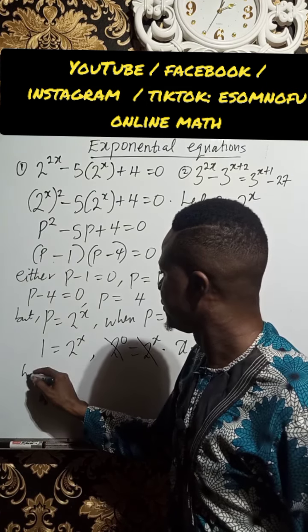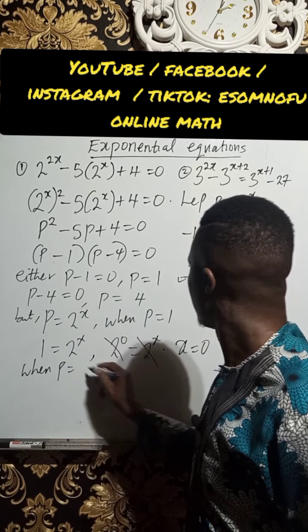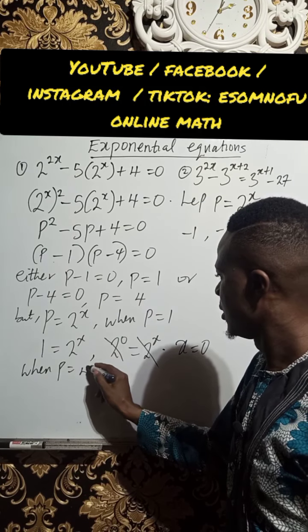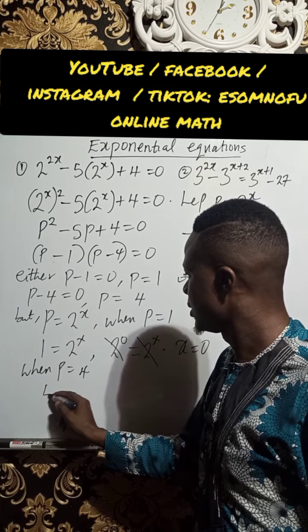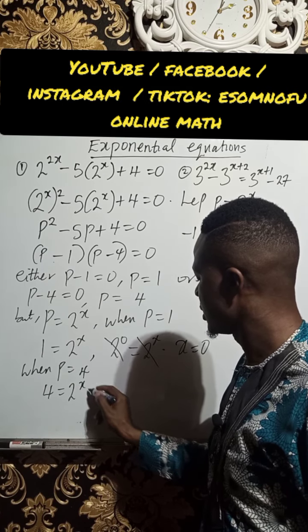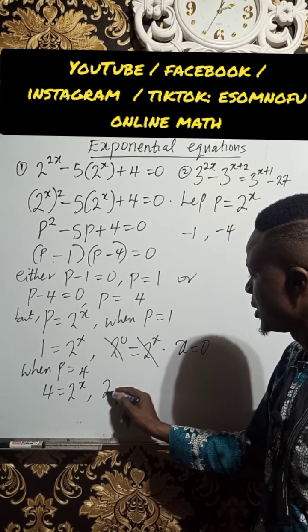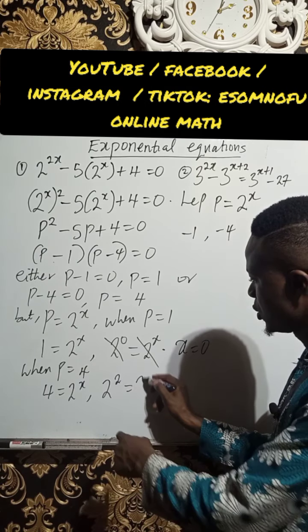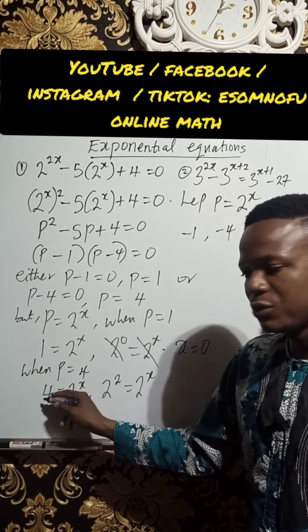Now, when p is equal to 4 here, I will now use 4 in place of p. You now see that 4 = 2^x. This 4 can be seen as 2^2 = 2^x, because 2^2 gives us 4.